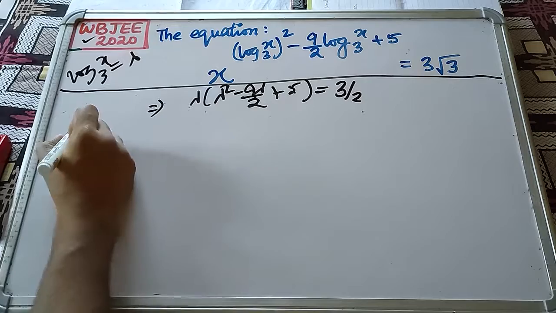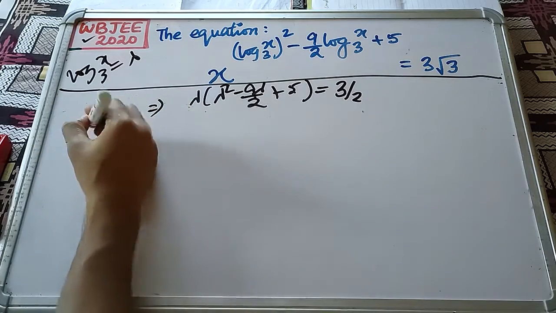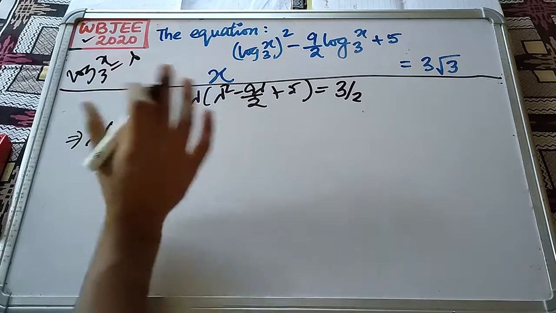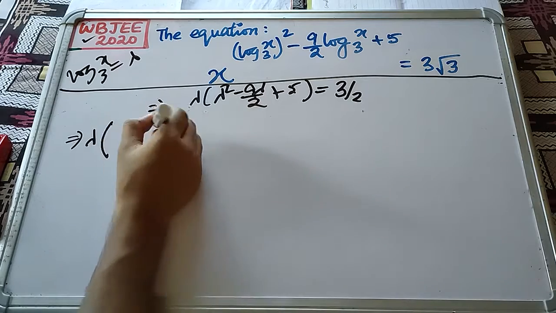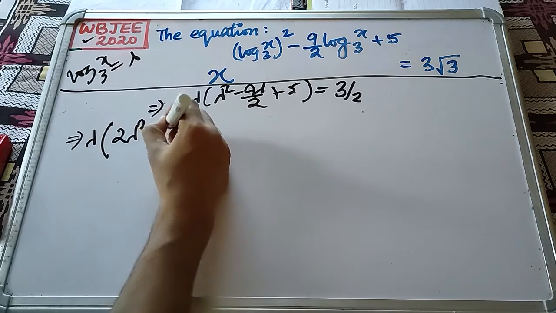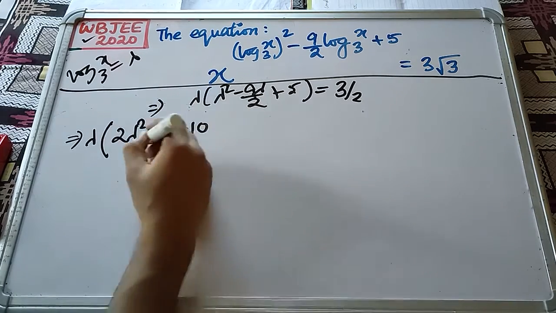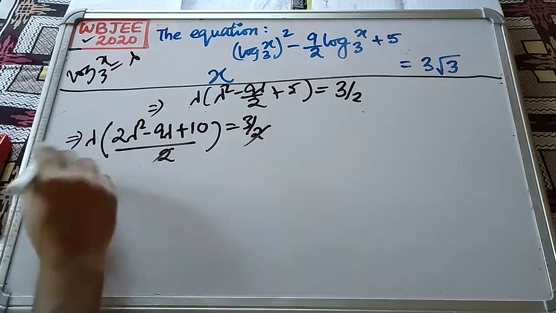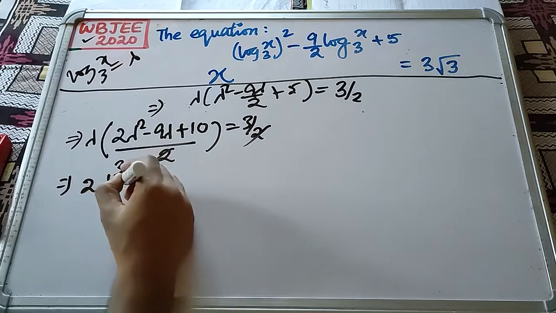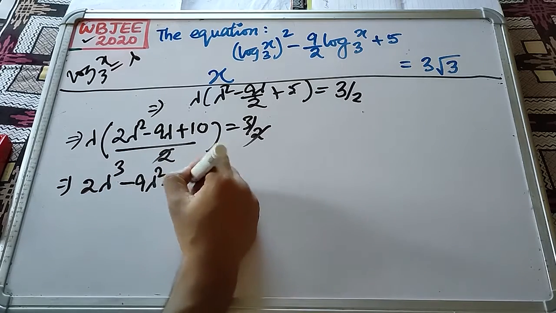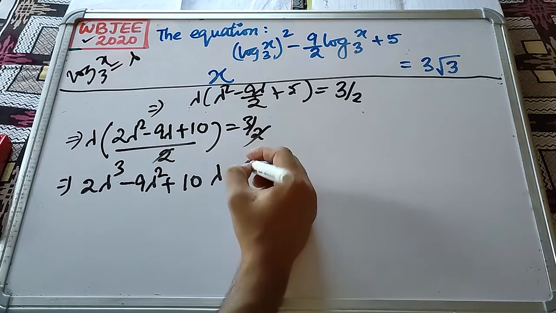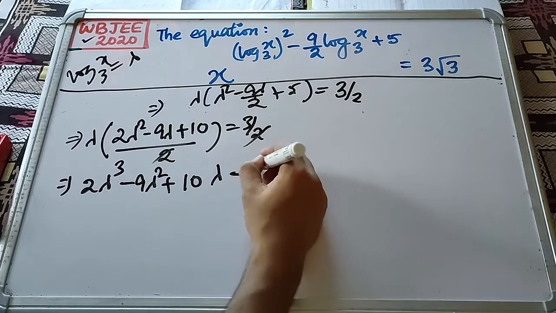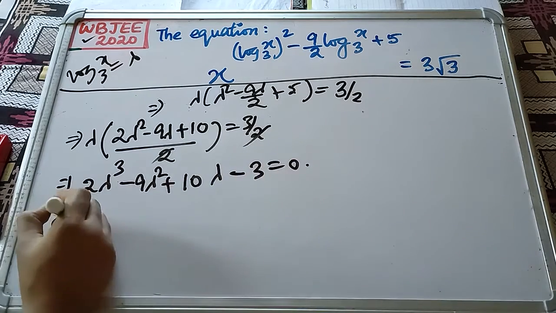Now comes the main solving part. The concept of log is quite much over. Now it is actually your basic solving skills. So this becomes 2 lambda squared minus 9 lambda plus 10 by 2 equals 3 by 2. 2 and 2 get cancelled. Open this: 2 lambda cubed minus 9 lambda squared plus 10 lambda minus 3 equals 0, right?